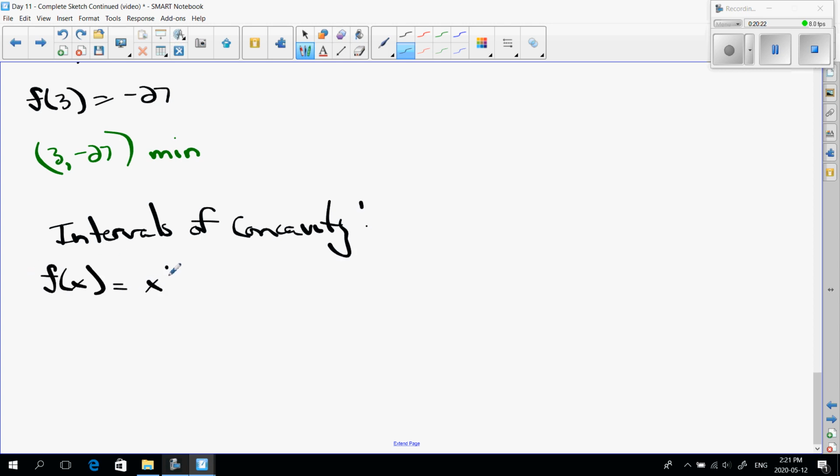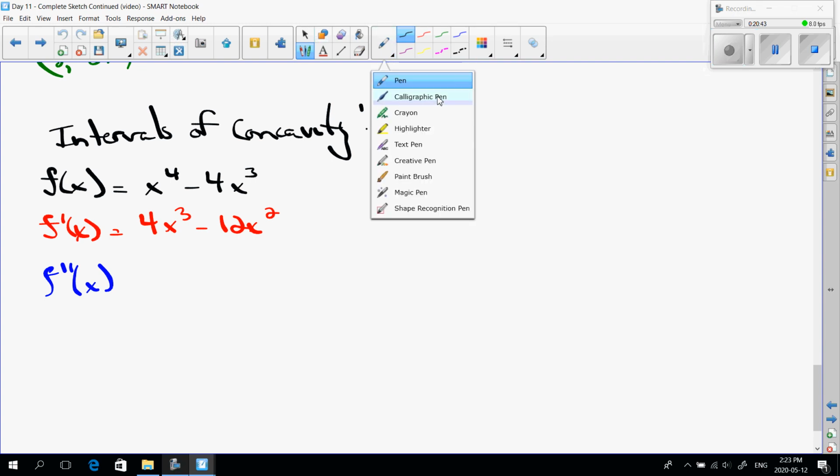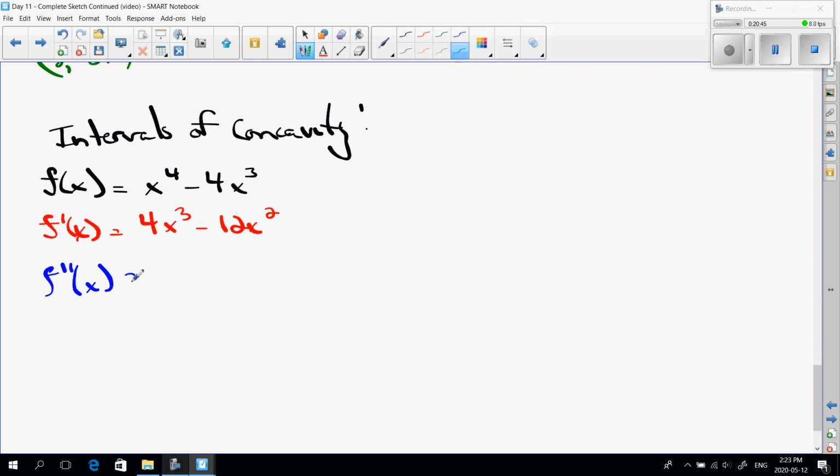So f of x equals x to the fourth minus 4x cubed. F prime x was equal to 4x cubed minus 12x squared. F double prime x equals 3 times 4 is 12, x squared. Subtract 1 from the exponent. 2 times negative 12 is negative 24, x to the first.